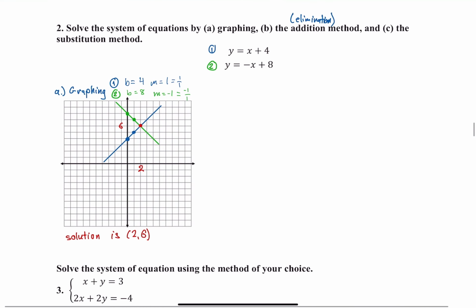I feel like the addition method is probably the most popular one, but it really all depends on the setup that you're given. So let's look at the addition method here.